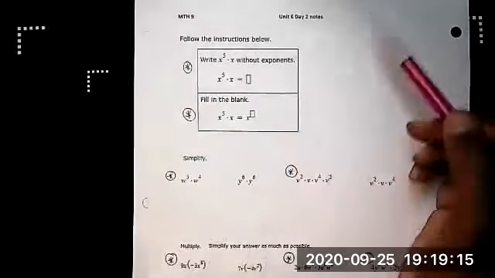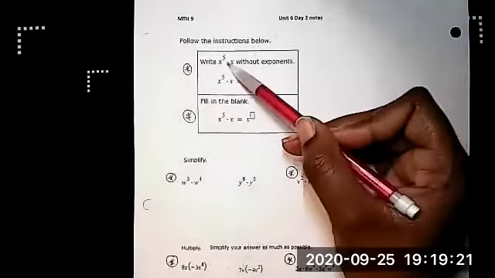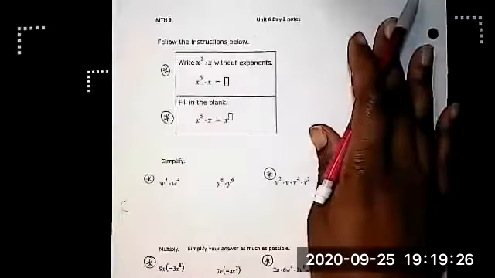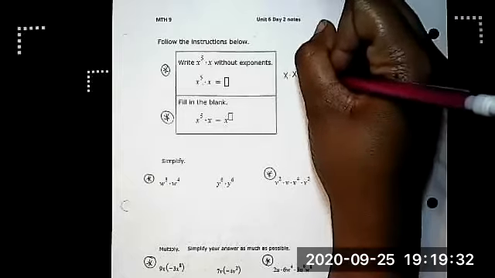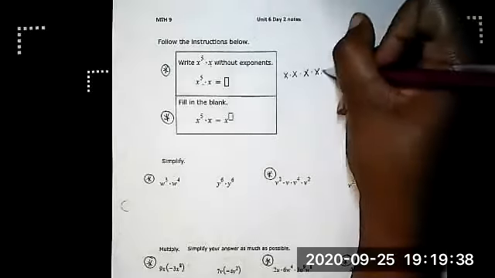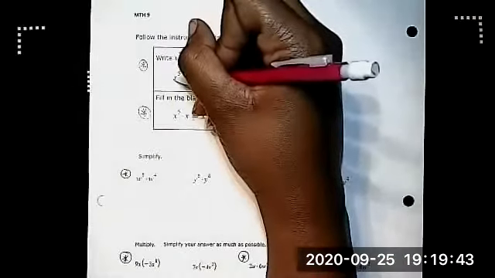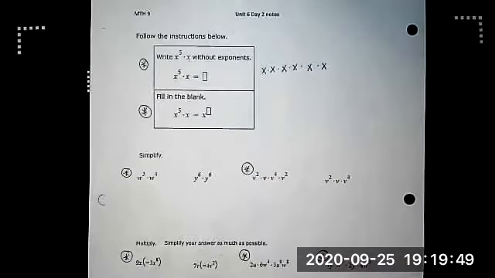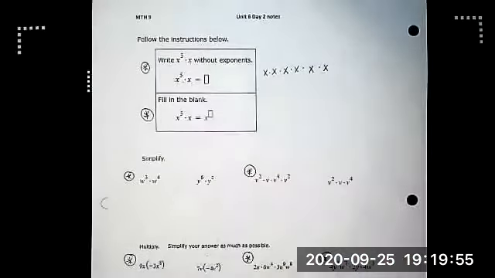Write x to the 5th times x without exponents. So this is x to the 5th times x, and we're writing it without exponents. So what does that look like? Basically, we're going to write x 5 times, x times x times x times x. That's 1, 2, 3, 4, 5 times, and that's x to the 5th. That's what we got for x to the 5th. We got this, and then times x. So they just want it written out. How many x's do we have here? 1, 2, 3, 4, 5, 6. It looks like we have 6 x's there.